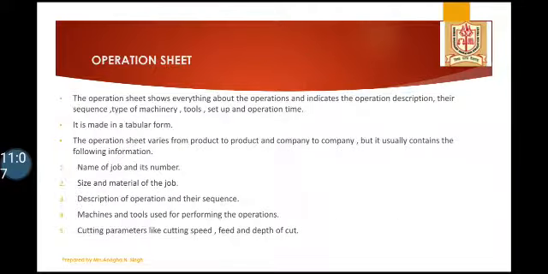Operation sheet. The operation sheet shows everything about the operations and indicates the operation description, their sequence, type of machinery, tools, setup, operation time. It is made in a tabular form. The operation sheet varies from product to product and company to company, but it usually contains the following information: name of the job and its number, size and material of the job, description of the operations and their sequence, machines and tools used for performing the operations, and fifth, cutting parameters like cutting speed, feed and depth of cut.